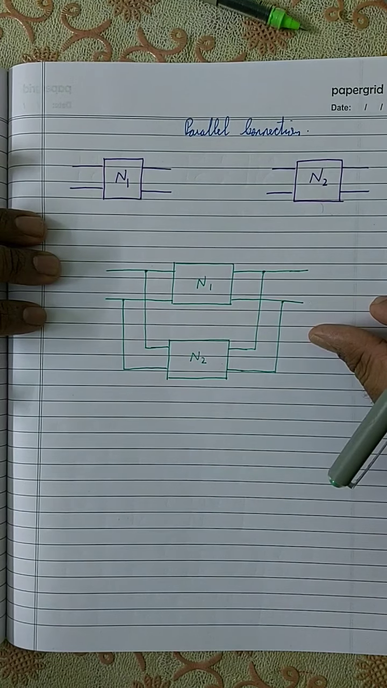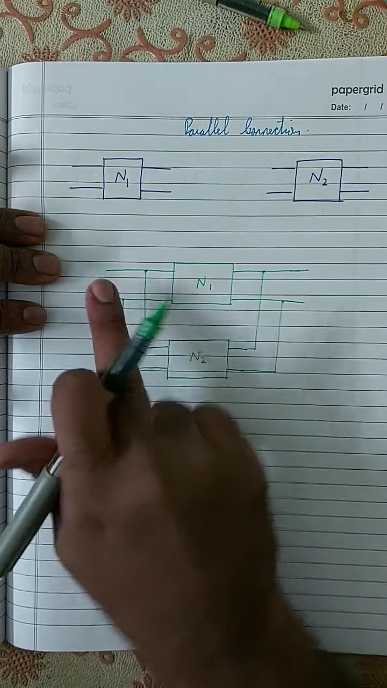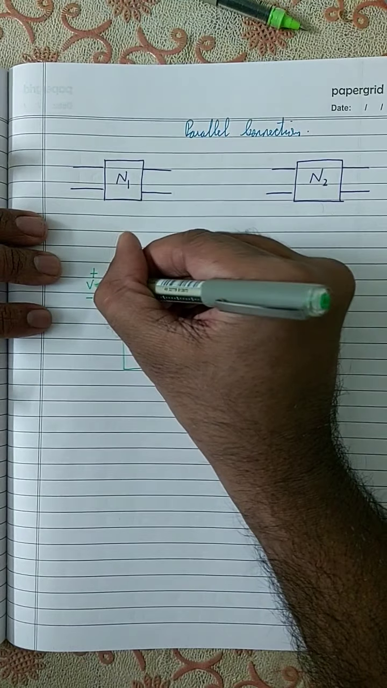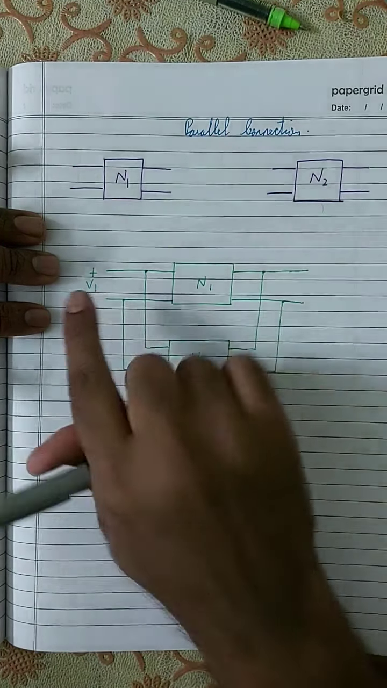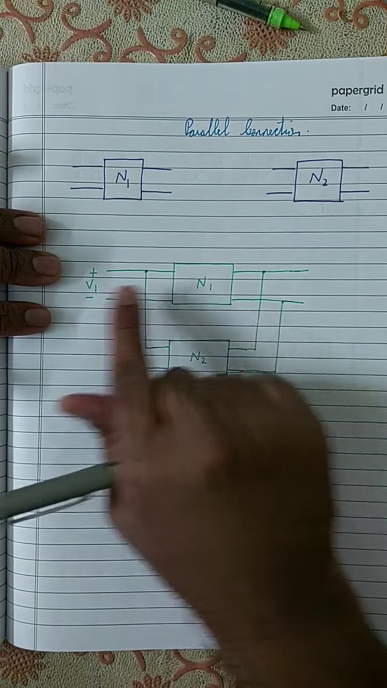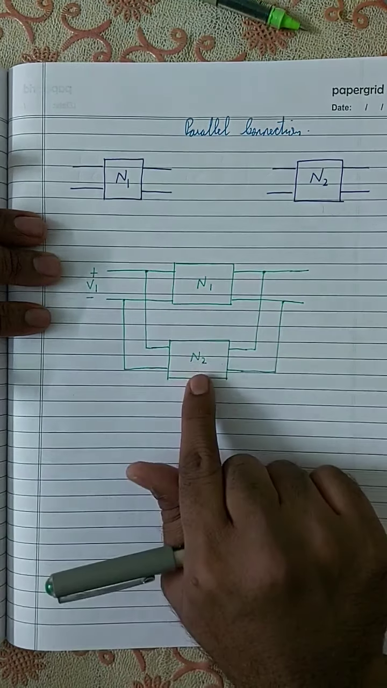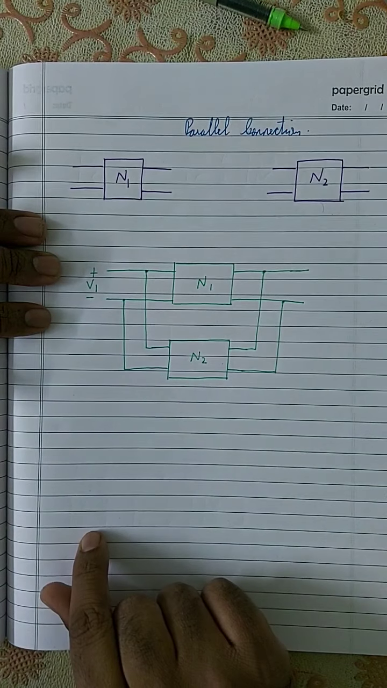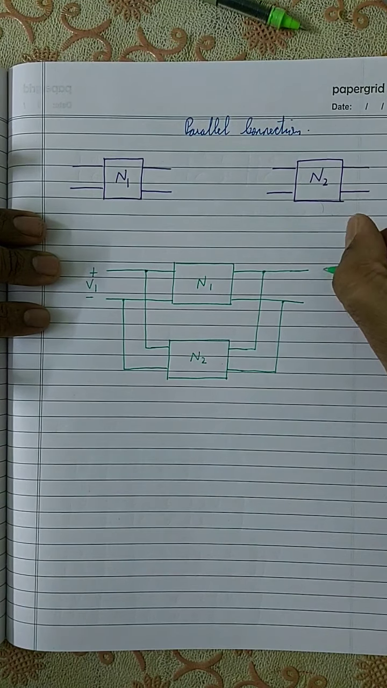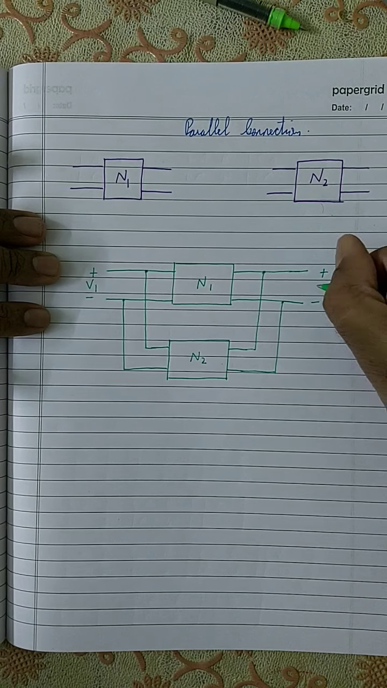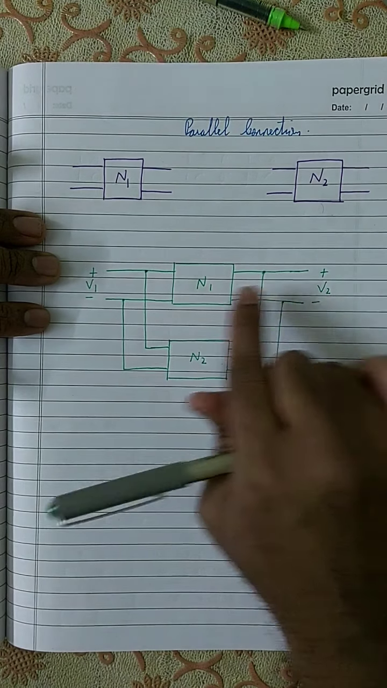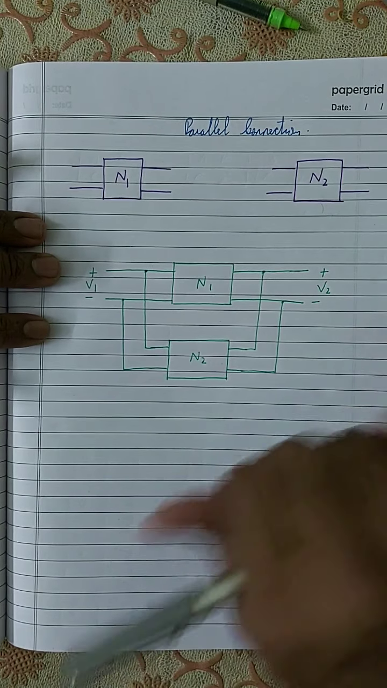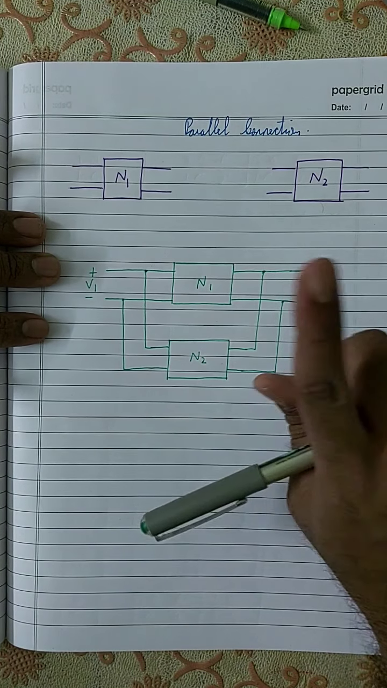See what happens over here. Let V1 be the input voltage of N1. Then V1 is also the input voltage of N2, so both of them have the same input voltage. Also in the case of the output voltage, if V2 is the output voltage of N1, then V2 is also the output voltage of N2. That's one definition of parallel connection, but that's not the only definition.